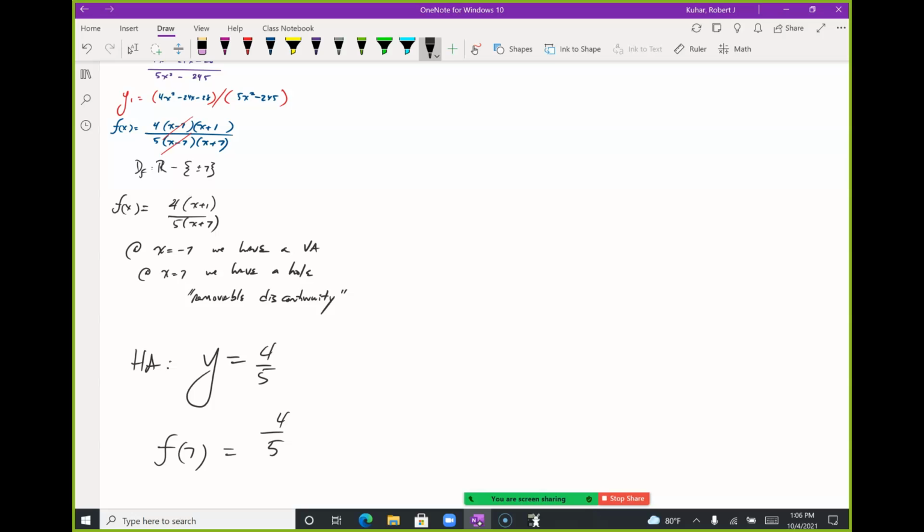I get 4/5 times 7 plus 1 over 7 plus 7. So I get 4/5 times 8 over 14. So I get 2 times 8 over 5 times 7. It's happening at a height of 16/35. So at the height of 16/35, when x is 7, there's a hole in the graph, right? There's a hole in the graph.